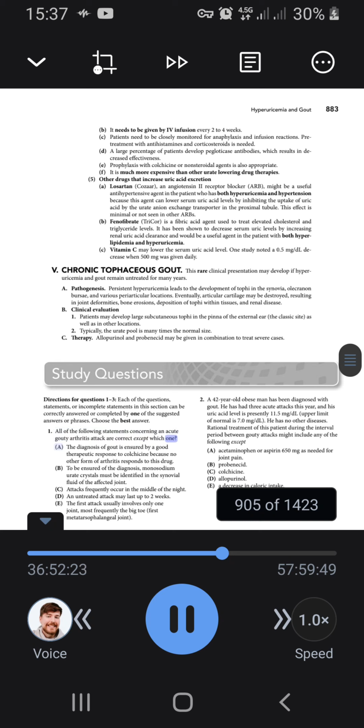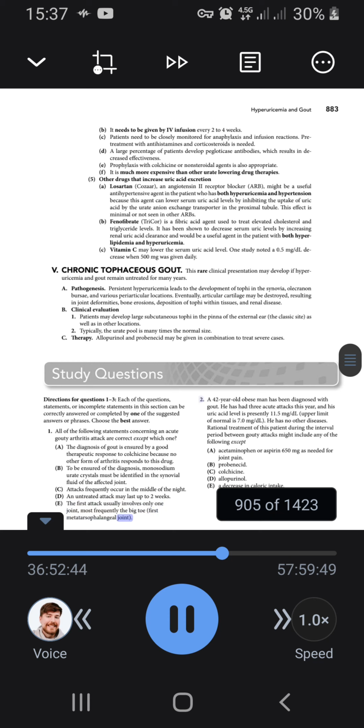A. The diagnosis of gout is ensured by a good therapeutic response to colchicine, because no other form of arthritis responds to this drug. B. To be ensured of the diagnosis, monosodium urate crystals must be identified in the synovial fluid of the affected joint. C. Attacks frequently occur in the middle of the night. D. An untreated attack may last up to 2 weeks. E. The first attack usually involves only one joint, most frequently the big toe, the first metatarsophalangeal joint.